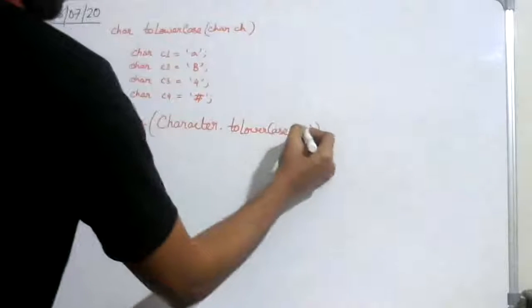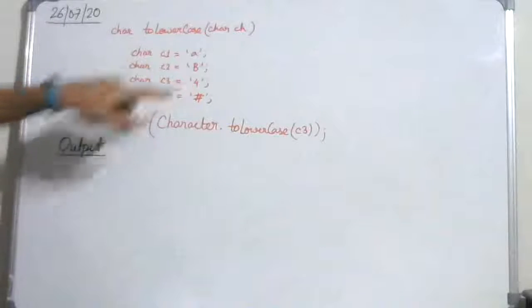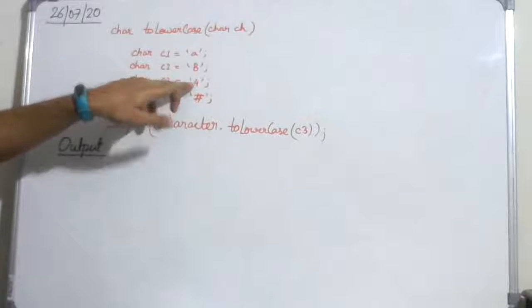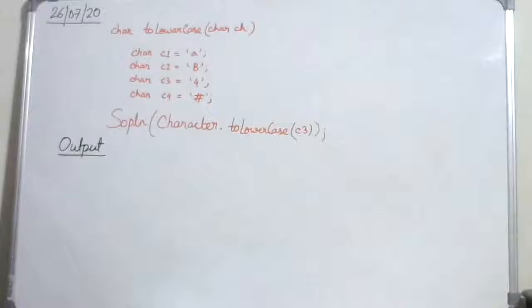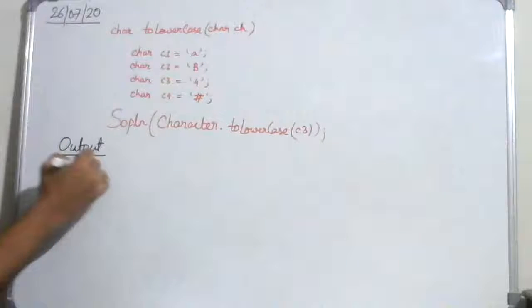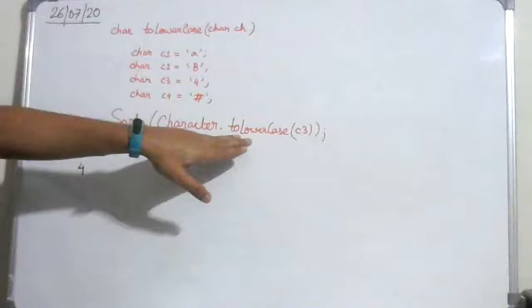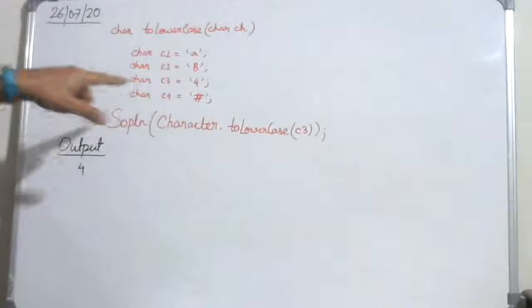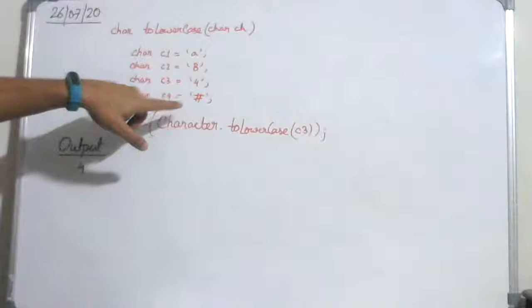Let's say I am passing the value of the variable C3. Now C3, as you can see, contains a digit, so it is not a letter. Since it is not a letter, this particular function returns the value as it is in the variable. So as an output I'll get 4. Since it is not a letter, I cannot work upon it, so I'll return it as it is. That's how the toLowerCase function acts when we pass digits to it, which is not a letter.